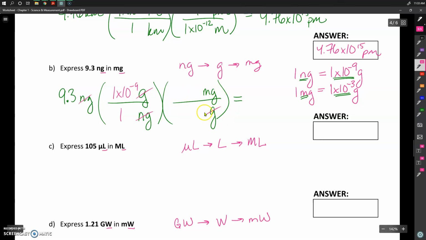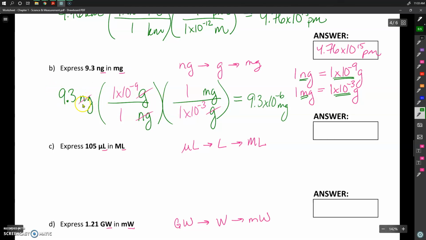Now moving over here to the next conversion factor, paying attention to where my units are, and paying attention to the equivalence statement that I wrote out, I can see that I should have a 1 associated with the milligram, so I put a 1 there, and I have 1 times 10 to the negative 3rd associated with the grams. So again, if I'm typing this into my calculator, I'm going to do 9.3 times 1 times 10 to the negative 9th divided by 1 times 10 to the negative 3rd. And if I punch that all in as given, I'm going to get 9.3 times 10 to the negative 6th milligrams as my answer.